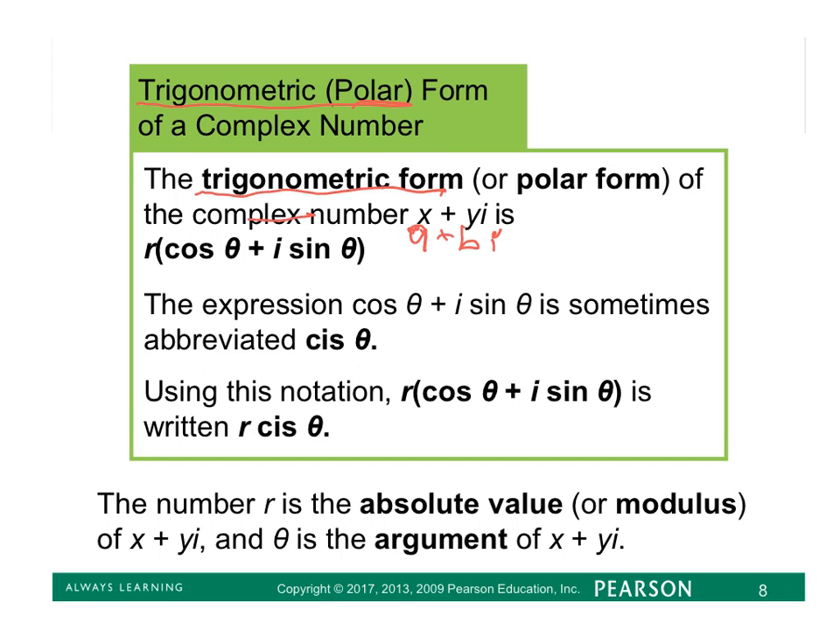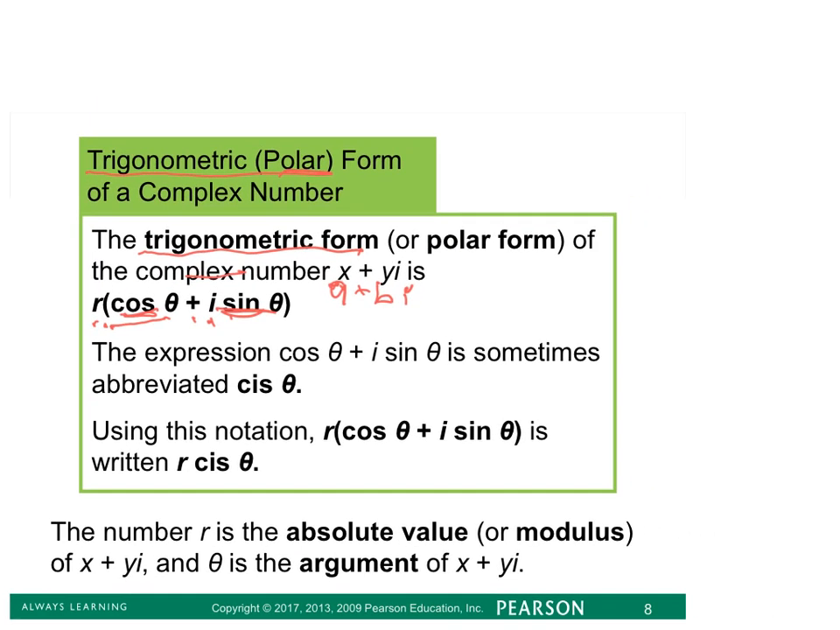To write this in trigonometric form, you have both of these components in there. And I know you're thinking, well, who made this up? You have r on the outside, parenthesis, cosine of the angle, plus i sine of the angle. Where is that coming from?